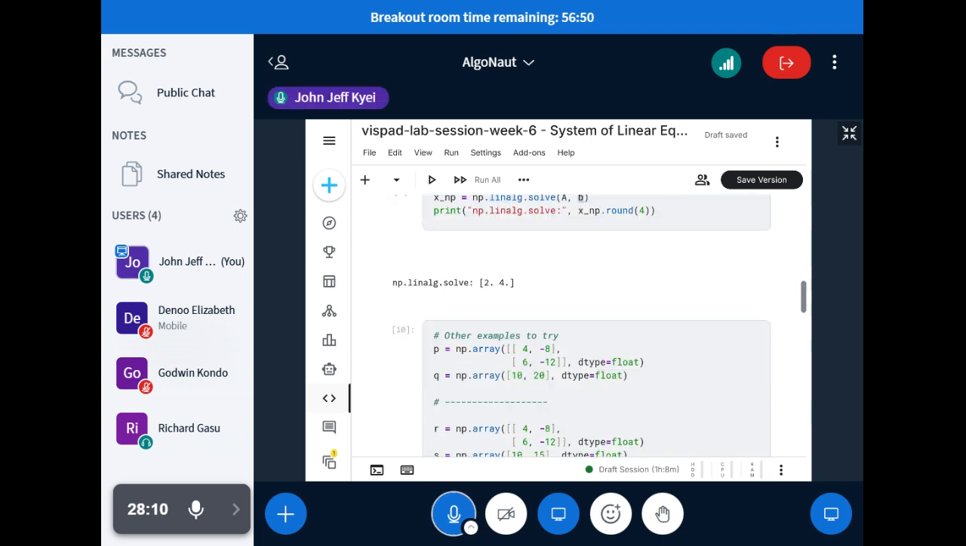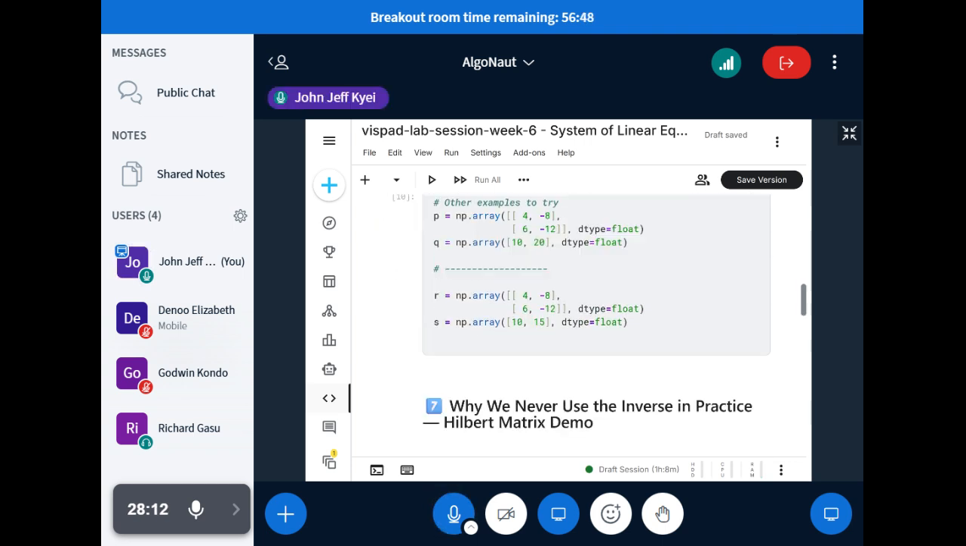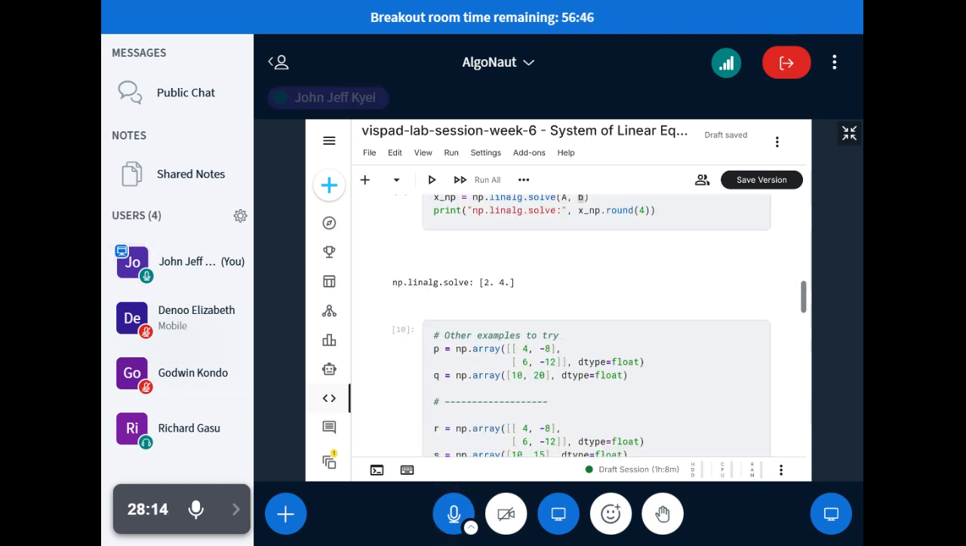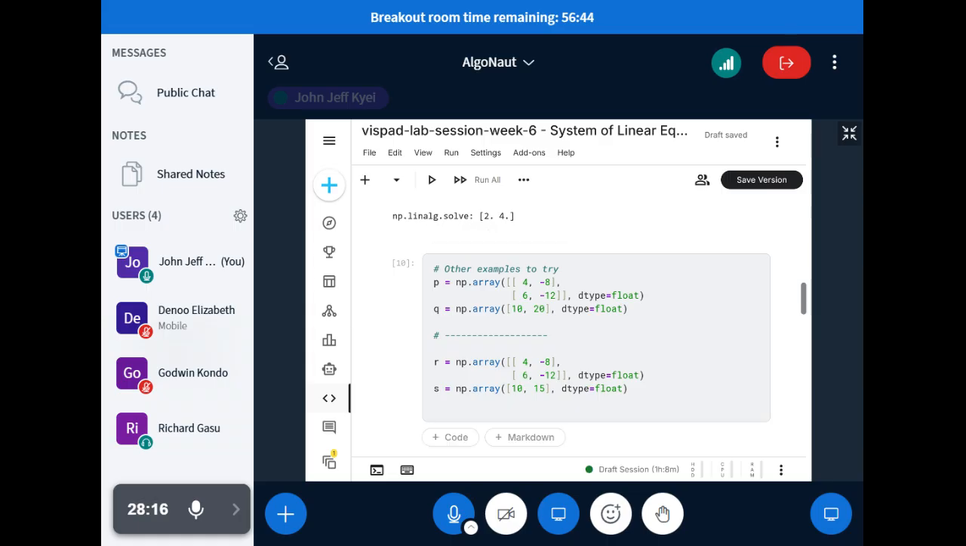Okay. So these are examples to try your hands on.